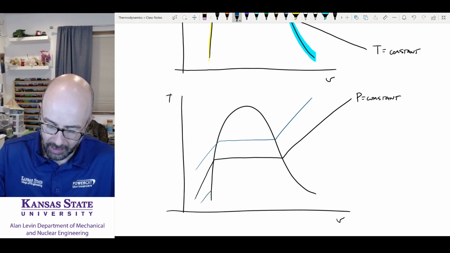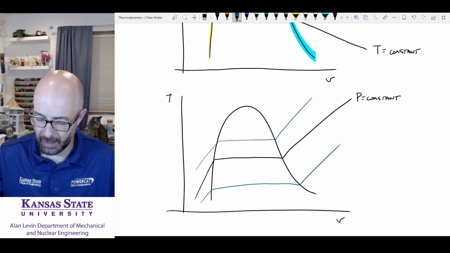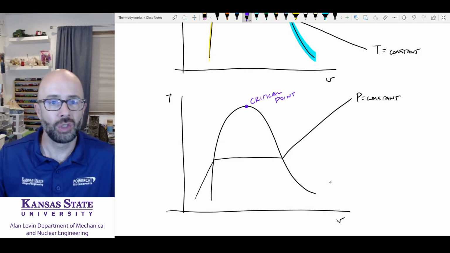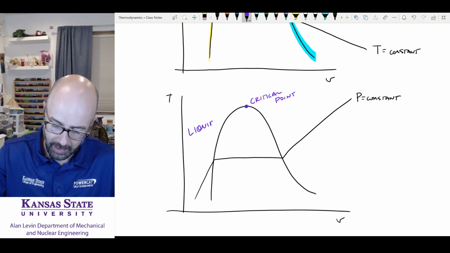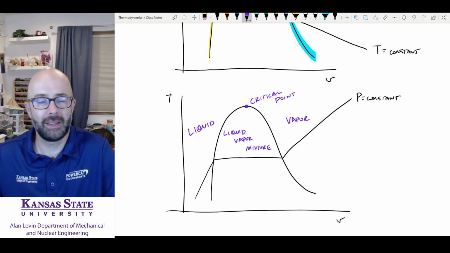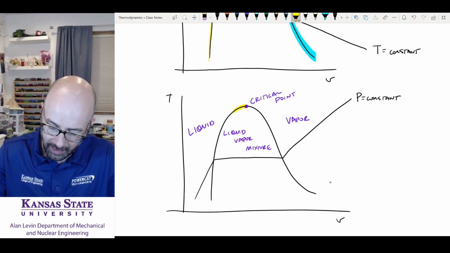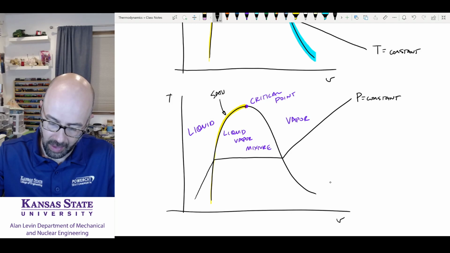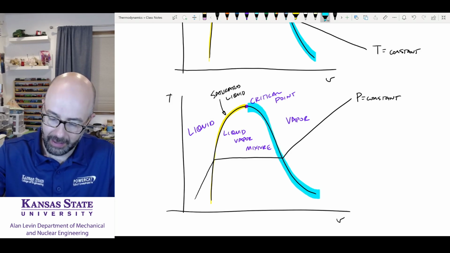I need to make sure it's a straight line here. They would all go like this. Now, again, on the top of this, this point here is our critical point. And everything to the left of that critical point is going to be a liquid. And everything to the right of this is going to be a vapor. And everything underneath the dome is going to be a liquid vapor mixture. Same, everything's the same there. And so you're not going to be surprised when I say that this line over here on this side is going to be a saturated liquid. And everything on this side is going to be a saturated vapor.